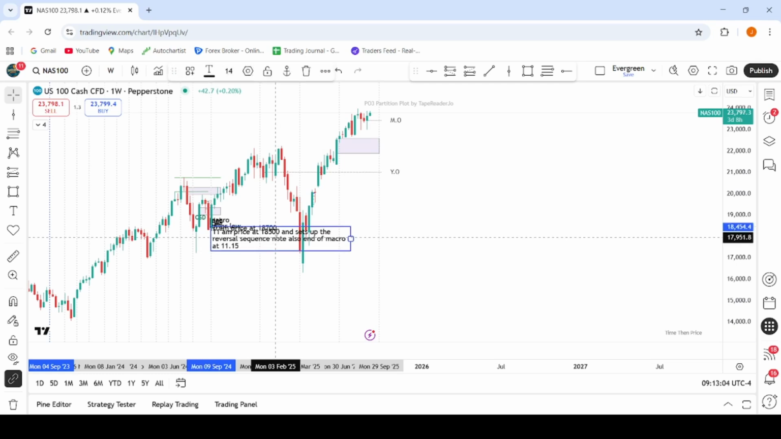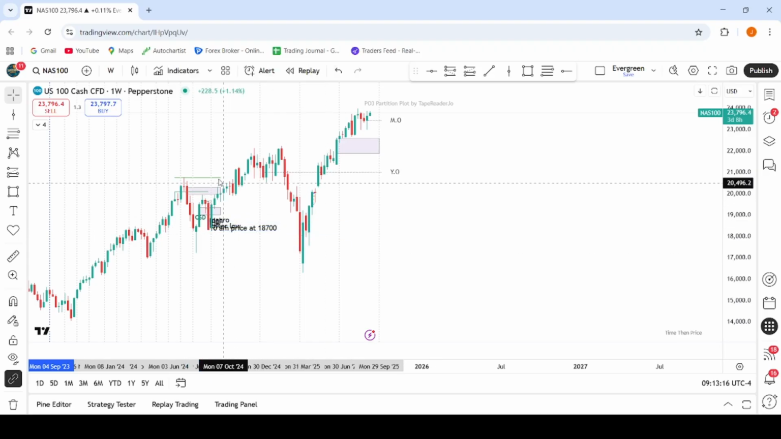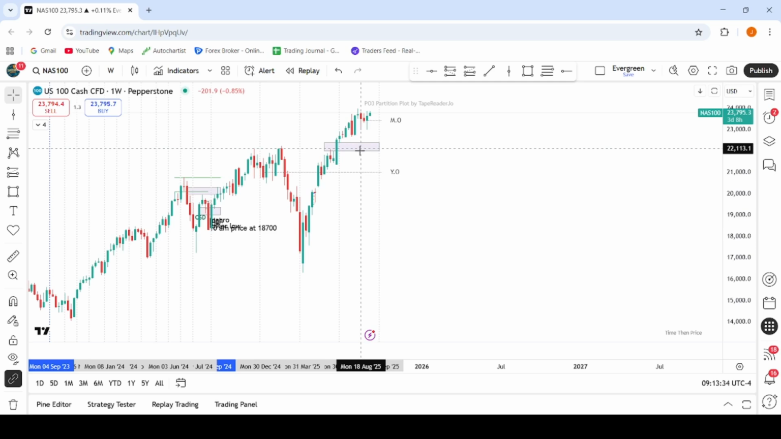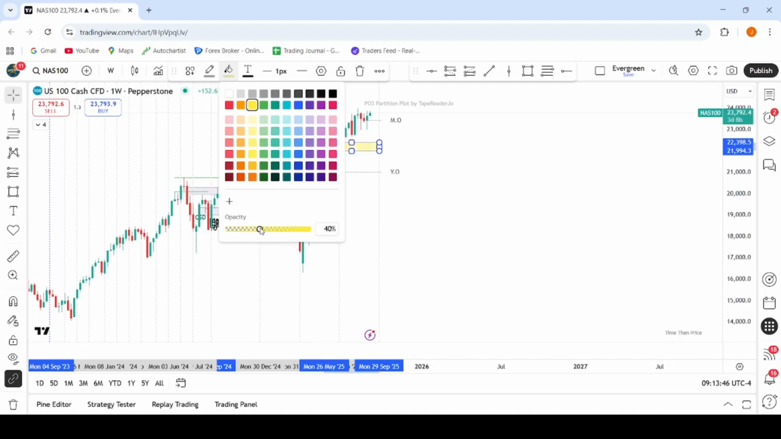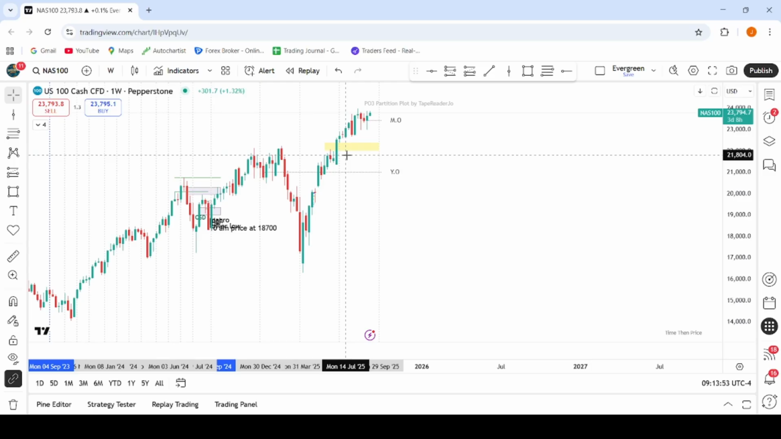We've got all sorts of things going on here. As you can see, I was back testing. But from the weekly look, the key thing that I wanted to look at was this imbalance here. Let me change the color. And the reason being is because of this high that goes right through it.